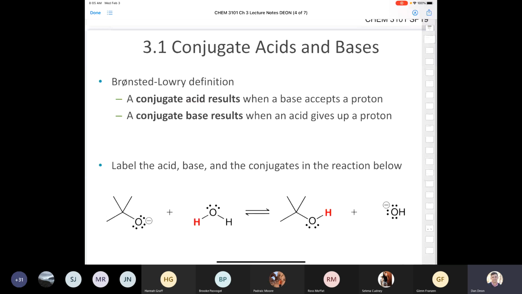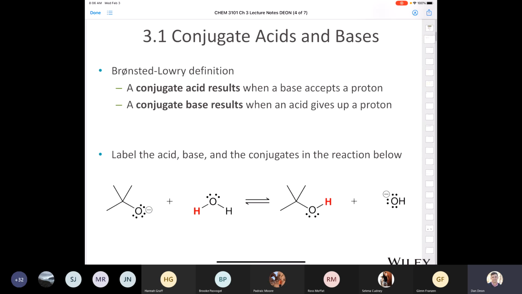And you probably noticed that I had conjugate acid and conjugate base show up. Okay, so what's a conjugate acid and a conjugate base? Well, you need to know not only the definitions of an acid and a base, but you need to know the definition of a conjugate acid and a conjugate base as well. A conjugate acid is what results when a base accepts a proton, and a conjugate base is what results when an acid gives up a proton.